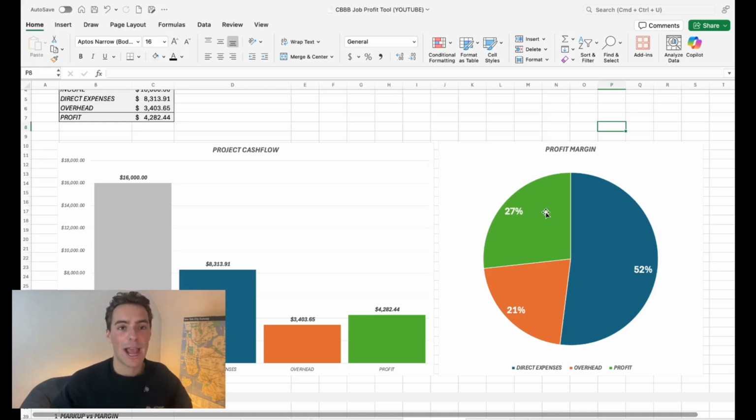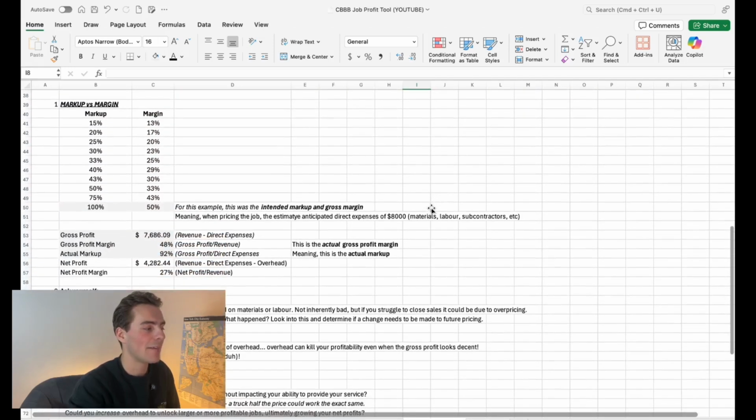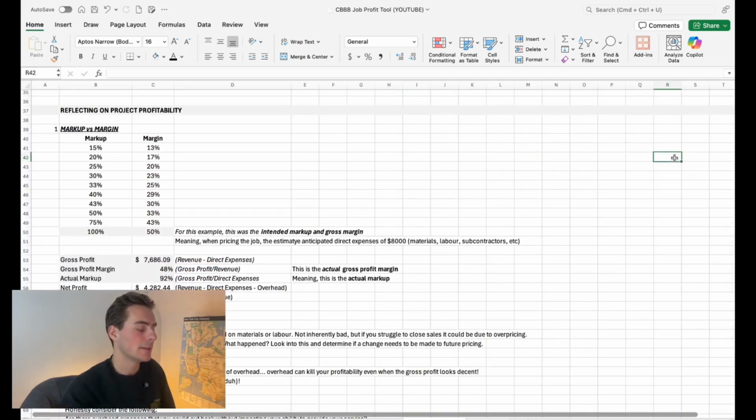Now, let's take a look at what these numbers mean and how to compare them to previous jobs or how to make decisions on how to optimize upcoming jobs. The first conversation I want to have is on markup versus margin, okay? So I want you to think about your pricing approach. When you price out a job, when you send out an estimate, you say, okay, I'm going to write down all my direct material and direct labor expenses, and I'm going to double it, and that's the price I'm going to deliver to somebody. Well, I'm going to show you how you can use your gross profit to determine whether your pricing method is accurate or not.